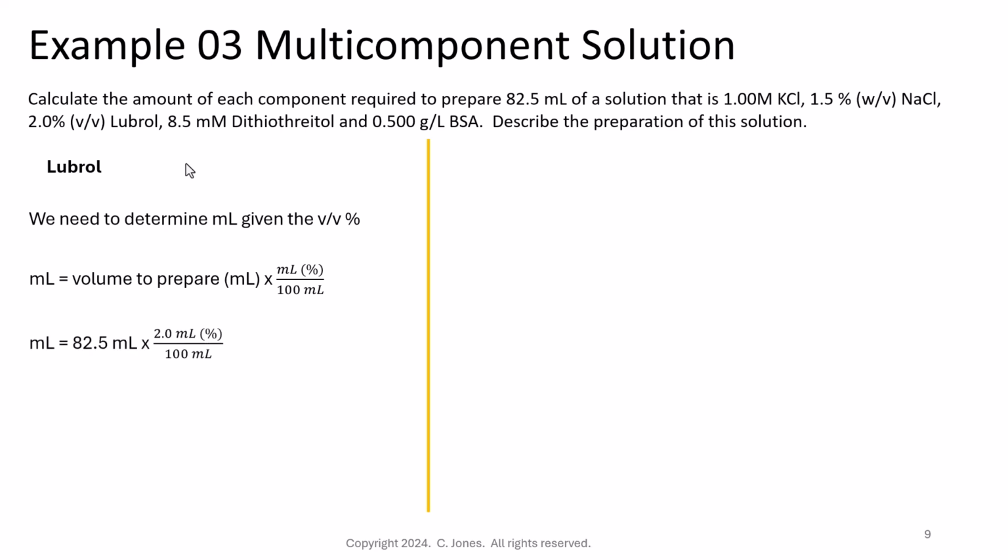So it's just 82.5 mLs times 2.0 mLs per 100 mLs. That's our 2.0%, right? We get 1.65 mLs, but again, we can only have two significant figures in our final answer. Since the next digit is a 5, we round up, and so we have 1.7 mLs of Lubrizol with two significant figures. All right, next, dithiothreitol, right?